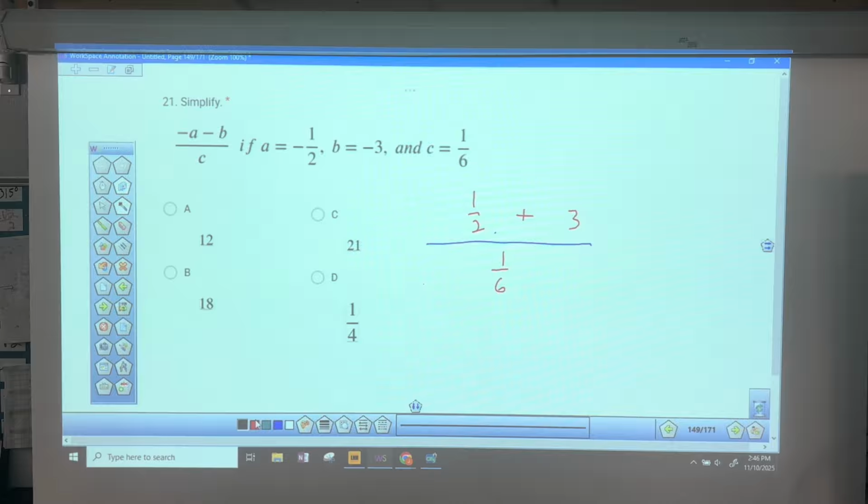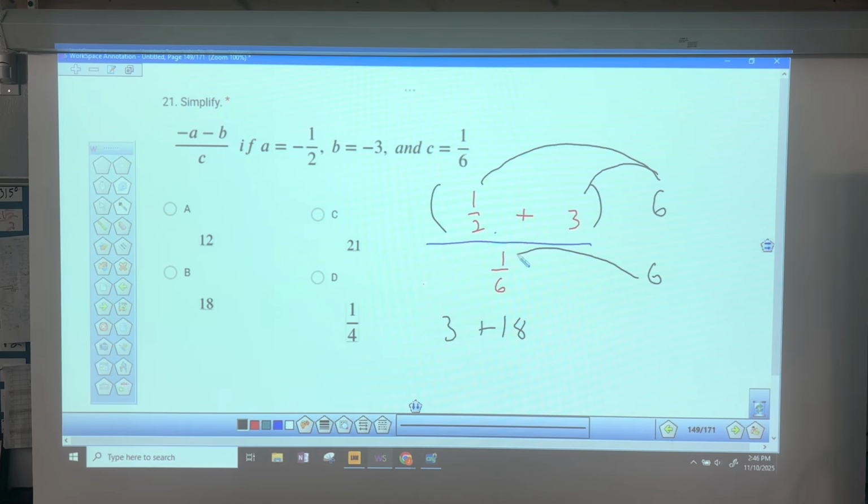I have a shortcut. The way to do this is the common denominator for all these numbers is 6. So I'm going to multiply each term by 6. So 6 times 1/2 is 3. 6 times 3 is 18. 6 times 1 is 6. 6 divided by 6 is 1. So 3 plus 18 is 21 over 1.